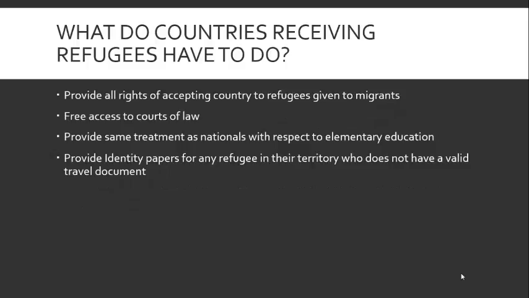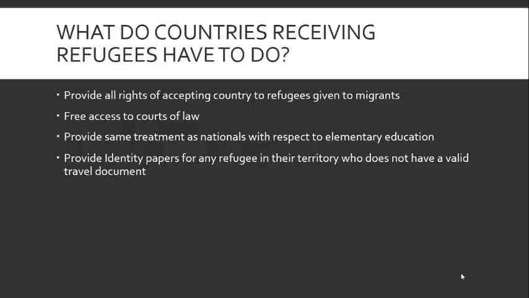Receiving countries are also obliged to provide all rights of the accepting country to refugees that they would give to migrants. So you can't distinguish between refugees and migrants. All the same rights that a migrant would get, someone immigrating to your country, you have to give to refugees. You need to provide free access to courts of law, because again, it's a very legal process. You need to give them that free access.